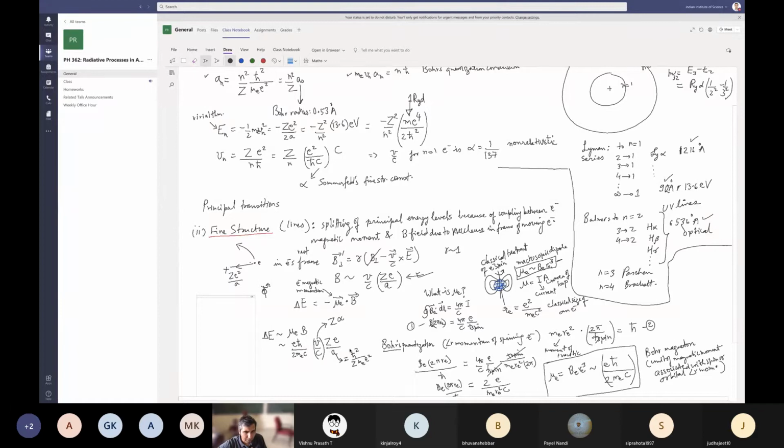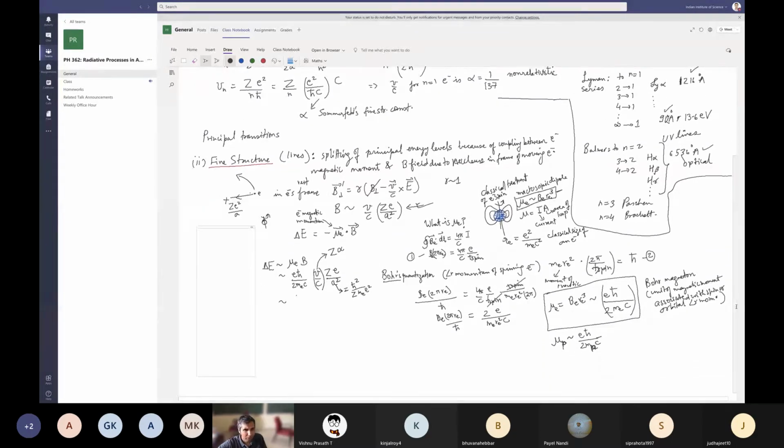So what you will get is, in fact, I'll get an alpha from here, and you can see there will be another alpha. Sorry, this is a squared, not a. The field is e by a squared. So the field is e by a squared, and the energy is e squared by a.